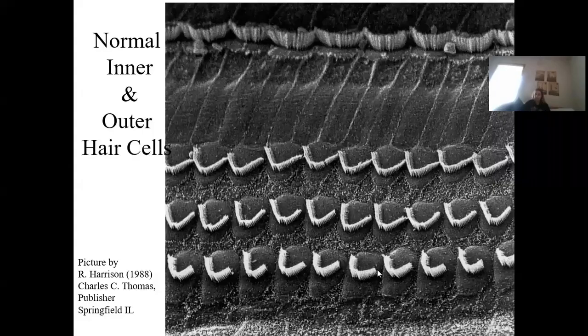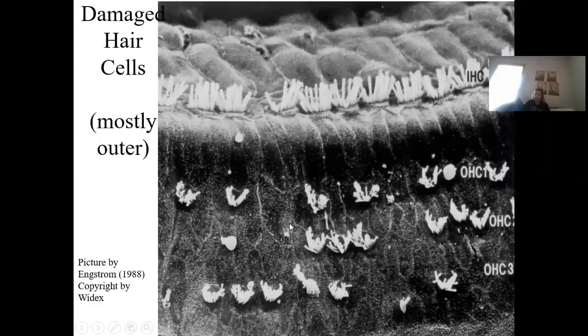But the kicker is, if you've got sensory neural hearing loss, you have damage to the hair cells. And when you've got damage to the hair cells, it's permanent. You can't fix it. 95% of hearing loss is damage to the hair cells. Okay? Most of the damage is to the hair cells. And that's 95% of people with hearing loss have damaged hair cells. They have sensory neural hearing loss. And sensory neural hearing loss is permanent.